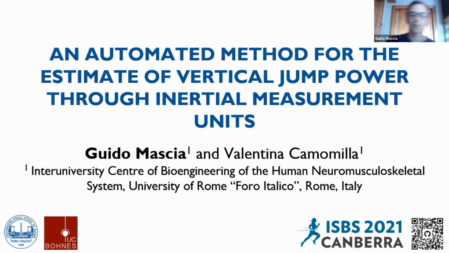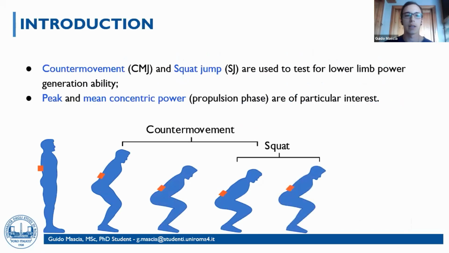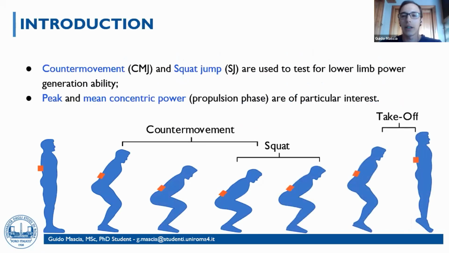Okay, thanks for the kind introduction. My work will focus on vertical jumps and the power generated from them. In particular, vertical jump is a motor task often utilized for assessing the neuromuscular capacity of an individual, in particular generating mechanical power at lower limb level, both the concentric and, when available, also the eccentric part of it. To this purpose, countermovement jumps and squat jumps are tests used to stress lower limb power generation ability. In particular, peak and mean concentric power during the propulsion phase are of particular interest. Moreover, the mechanical power is complementary to the estimate of jump height during this task.